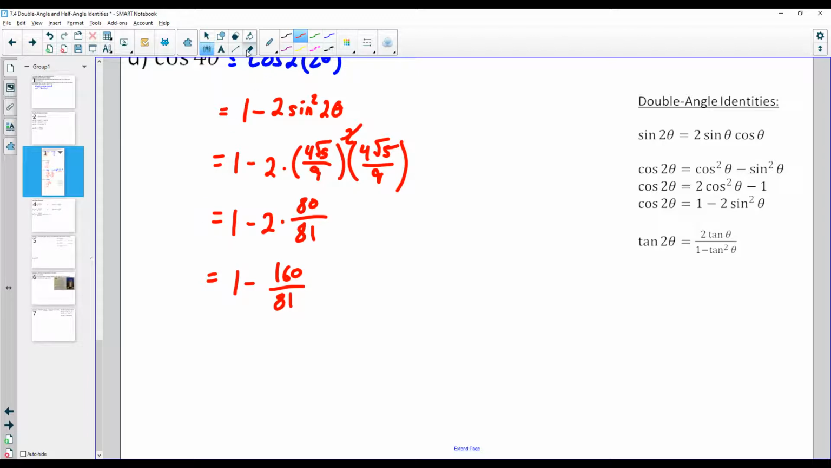And 1 would really be 81 over 81. So if we do 81 minus 160, we would get negative 79 over 81. Seems like a lot, but really it's just algebra, right? Just because it's fractions, don't freak out. Just because it's a few steps, don't freak out. Just do your algebra, be diligent about it, and you will come out with the answer.